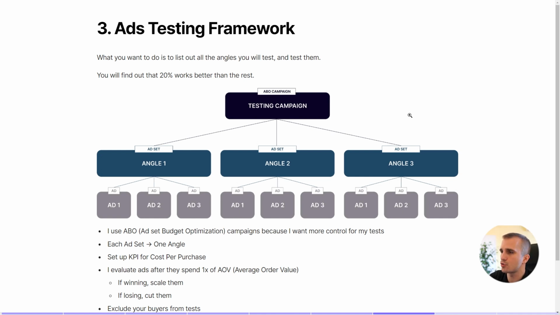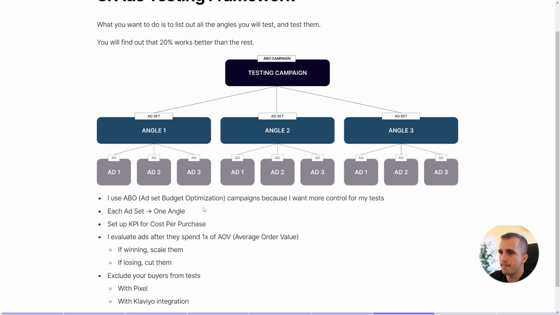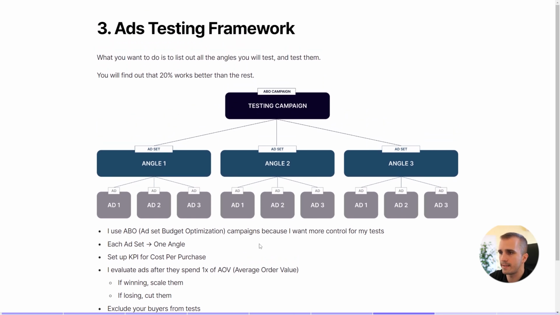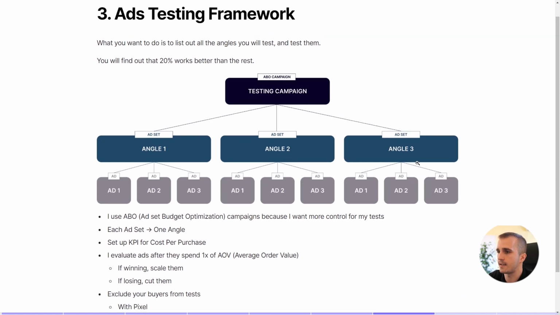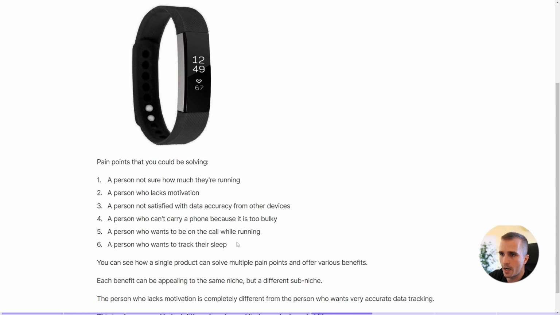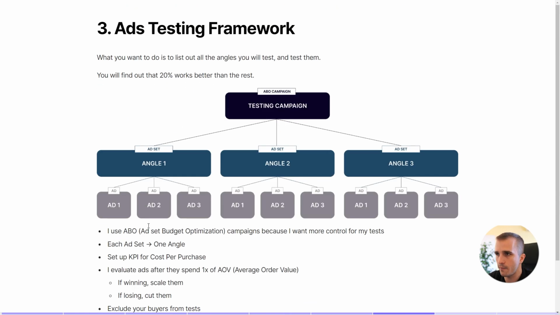This is the ad account structure that I use personally for testing, and you can see at the top we have the campaign. I use an ABO campaign because I want more control for my test. I want to increase the budget of what works, decrease what doesn't, and sometimes even scale my ad sets within the testing campaign. What is really important here is that you want to have each angle in its own ad set. So if, for example, we want to target people who want better sleep with our device, we want to have that within a single ad set.